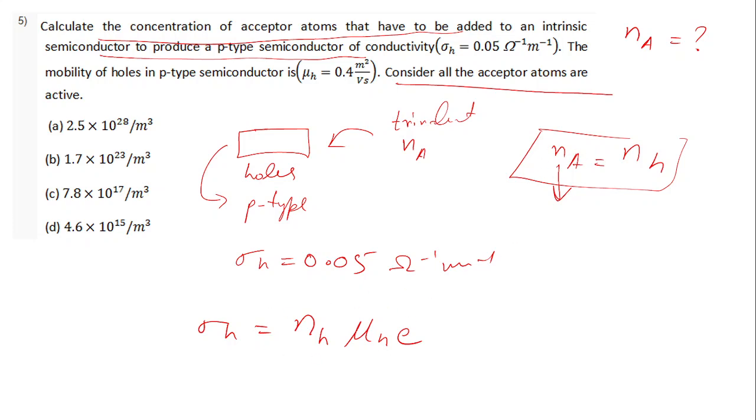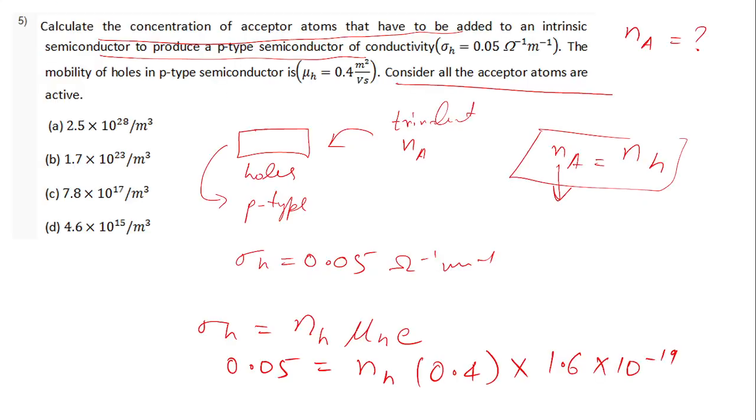I hope this is clear. If this statement is not clear, you can tell me, I'll explain this again. And if it's clear, we can proceed. And sigma h we know, which is 0.05. N_h we need to find out. Mu h, mobility, is given 0.4, and charge 1.6 times 10 to the power minus 19.